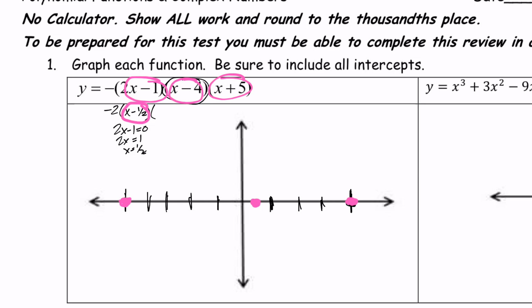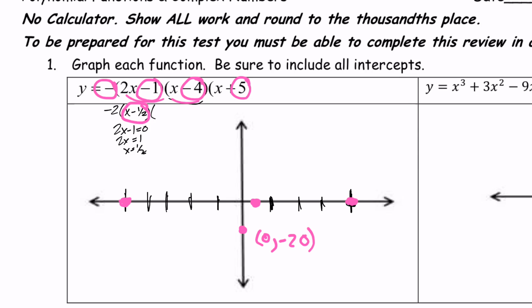And let's go ahead and show our y-intercept as well. And so to do that, imagine plugging in 0 for x. Well, if you plugged in 0 for x, you would end up with a negative 1 times a negative 4. Negatives cancel, and that gives us a positive 4, times a positive 5 is 20, with a negative out front is negative 20. So my y-intercept should be down here at 0, negative 20.